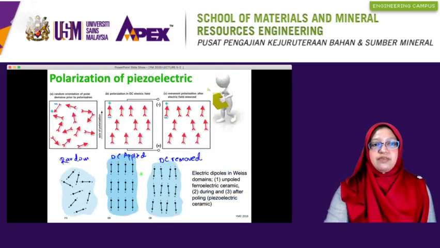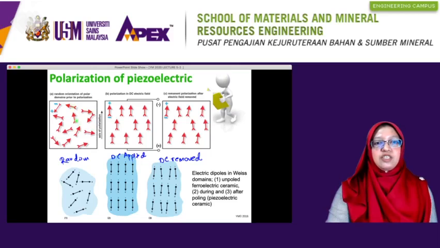As you can see in this figure, this is when the domains are randomly oriented because there is no polarization. Then when we apply the direct electric field, the domains are aligned according to the polarization. And when we remove the electric field, the domains remain locked and aligned to the polarization, but with a little tilt. But mostly they are aligned.